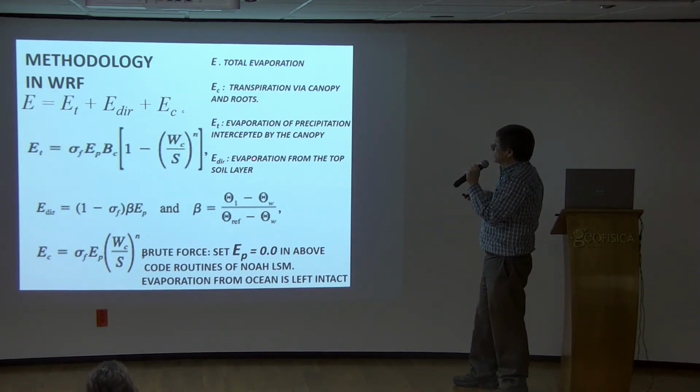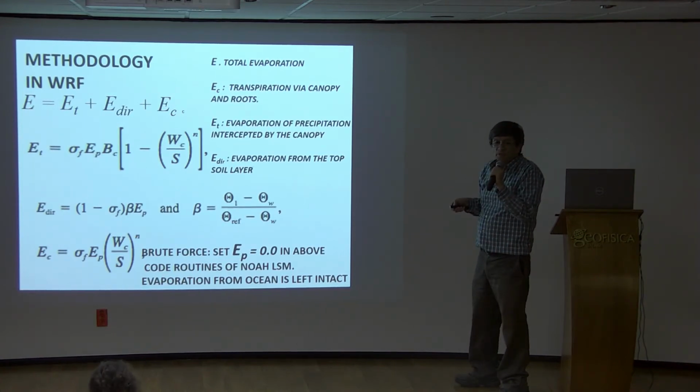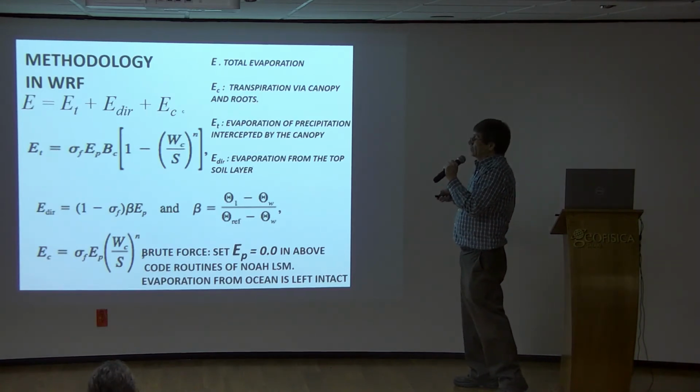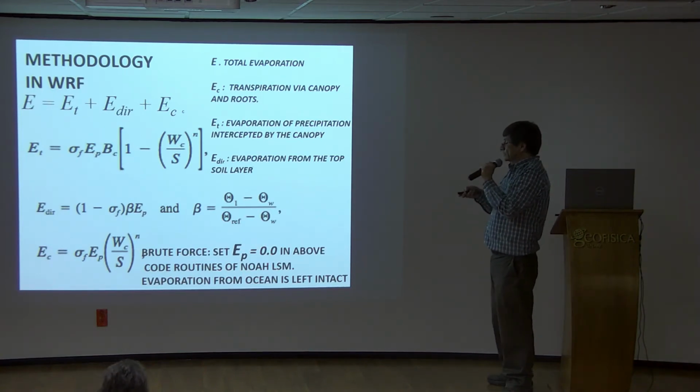We have EDIR, the direct evaporation from the top soil layer. But notice that all of these, ET, EDIR, EC, actually depend on one single factor, EP, which we call the potential evaporation, which is simply the evaporation that we would have if we hadn't any other physical limitation to it, like for instance in vegetation, stomatal resistance. All the other terms that multiply EP are just part of the physics or the biology that we think is working for the surface. So what we do is simply set EP equal to 0 in all the code, and then we shut down evaporation.